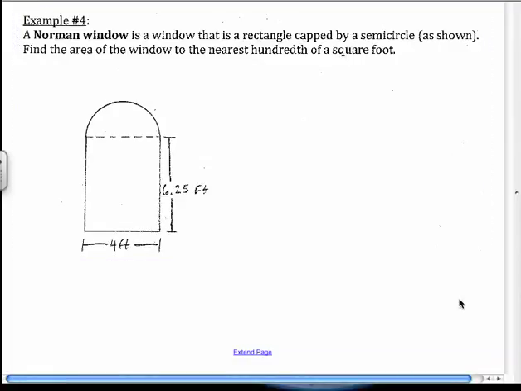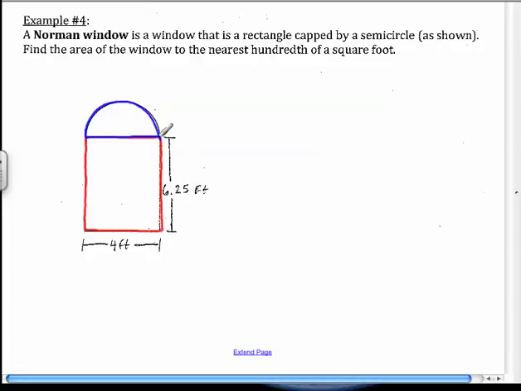Okay, folks, here we go. Now, this one says a Norman window, and you've got to know this, guys, because we talk about Norman windows all the time. I don't know why. The reason that we do is because it's a combination of two shapes. You can see that this is a rectangle, which I know how to find the area of, and it's also a semicircle. And the great thing about a semicircle is if I find the area of the whole circle, I just divide it by 2 and I've got the area of a semicircle.